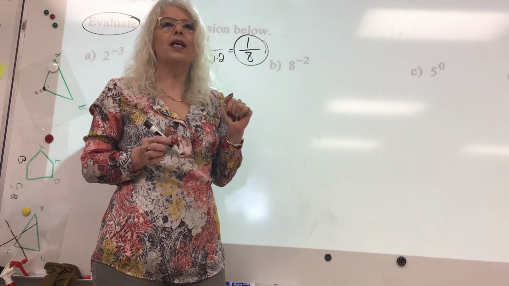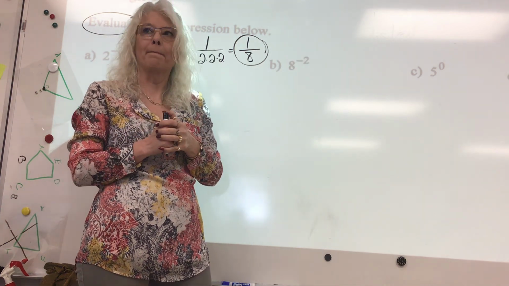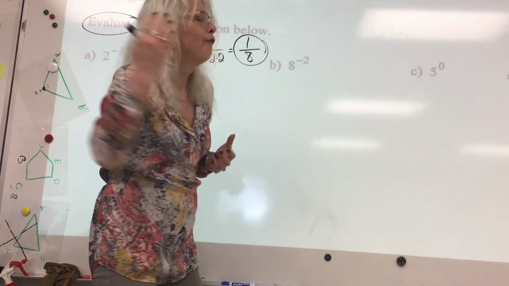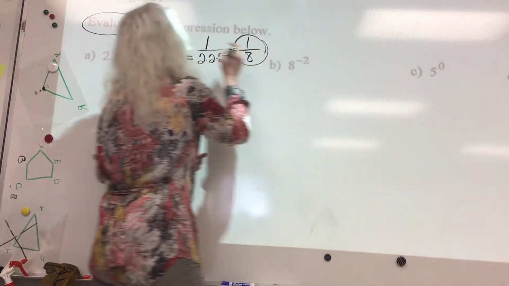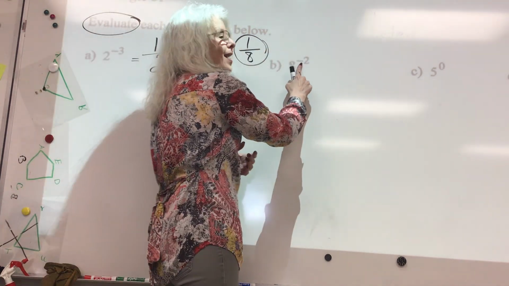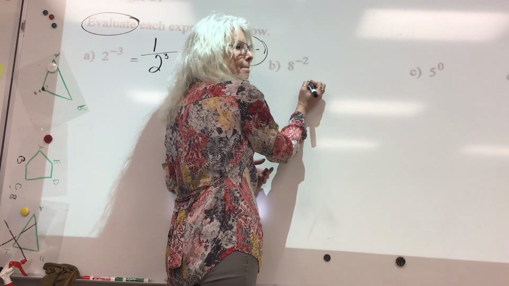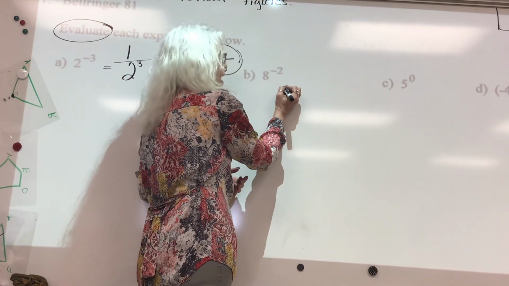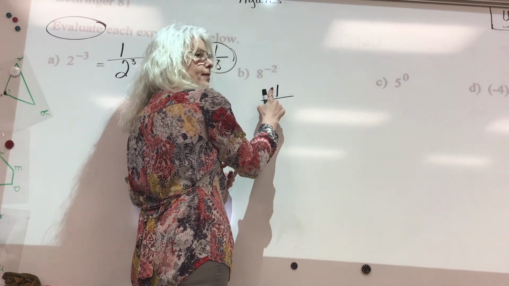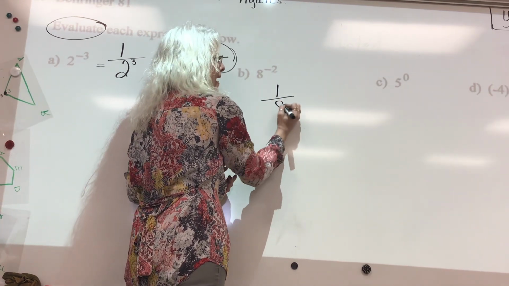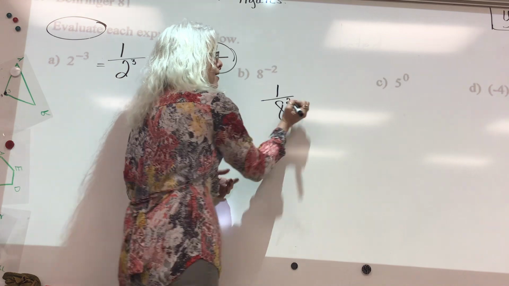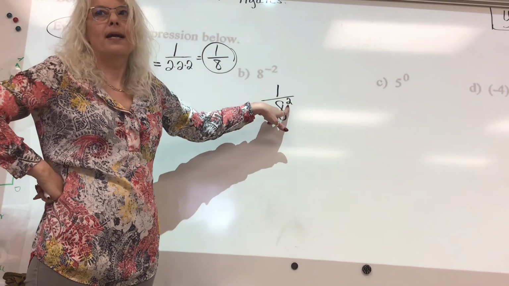Problem B, we have 8 to the negative second power. What does the negative tell me about this number? It's a what? Fraction. So in order to evaluate this first, I've got to get rid of that negative exponent, and I'm going to write it as a what? Fraction. So I'm going to put 1 as the numerator, and then put 8 to this positive second power.